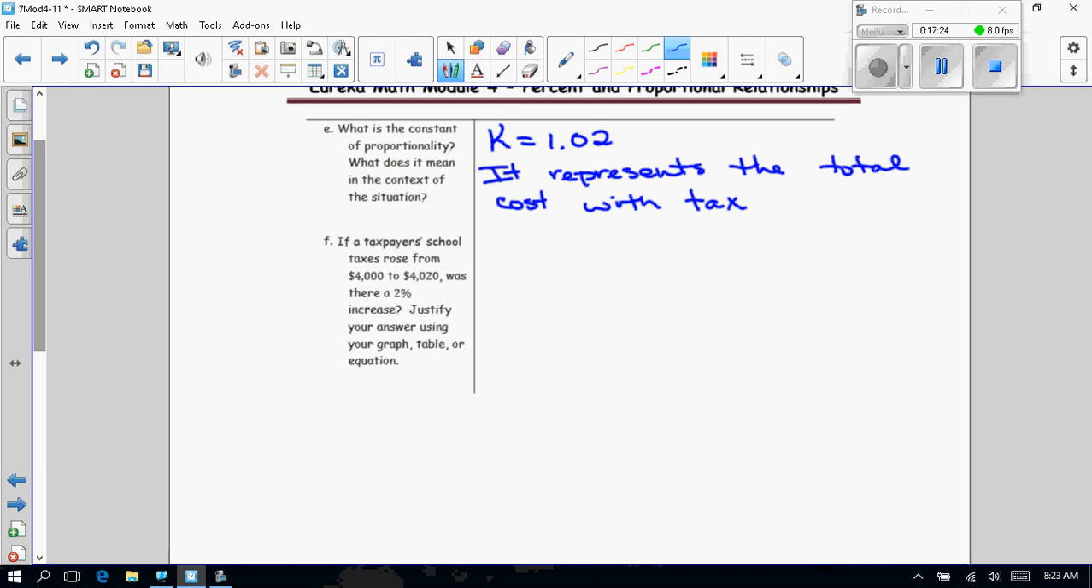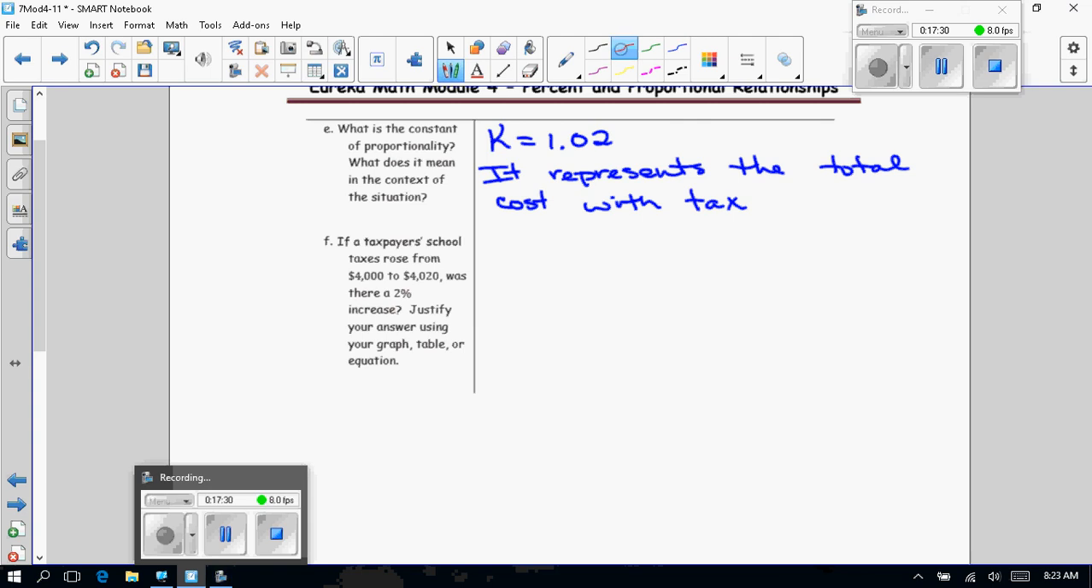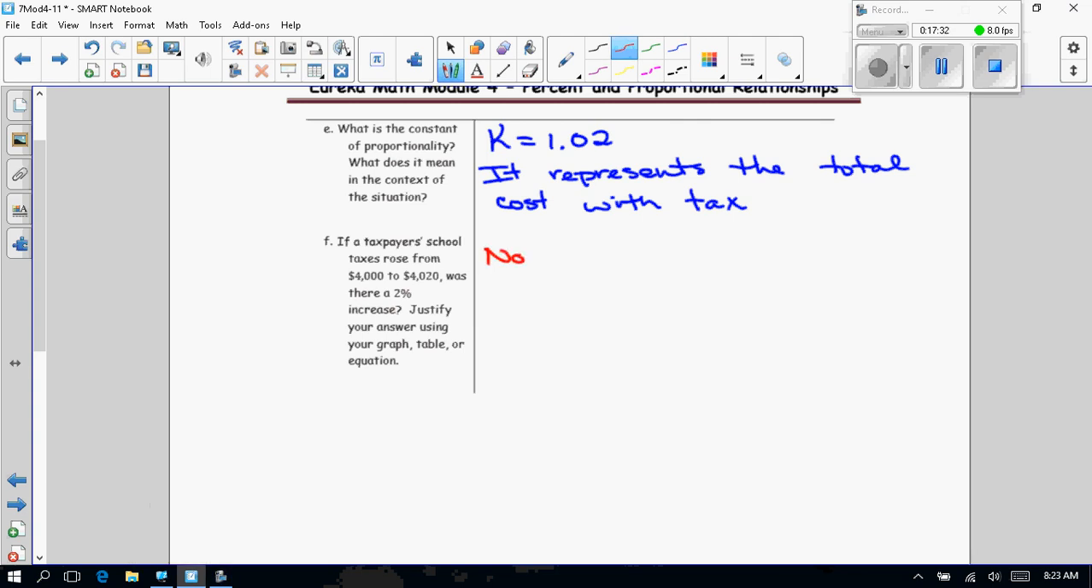Okay, so it says, if the taxpayer's school taxes rose from 4,000 to 4,020, was there a 2% increase? Justify your answer using a table, graph, equation, whatever it is. So, is this? No. It's not a 2% increase. If you look across at the table or on the graph, and if we could fill it in, right?